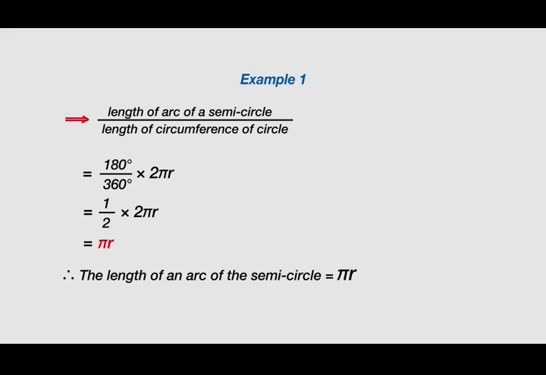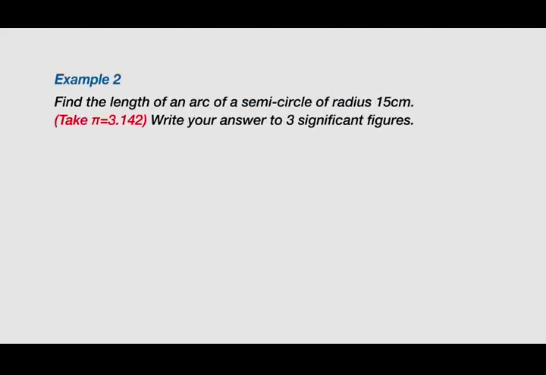Now let's take another example. Example 2 says, find the length of an arc of a semicircle of radius 15 centimeters and take pi to be equal to 3.142. This time it says write your answer to 3 significant figures. So let's look at the solution.